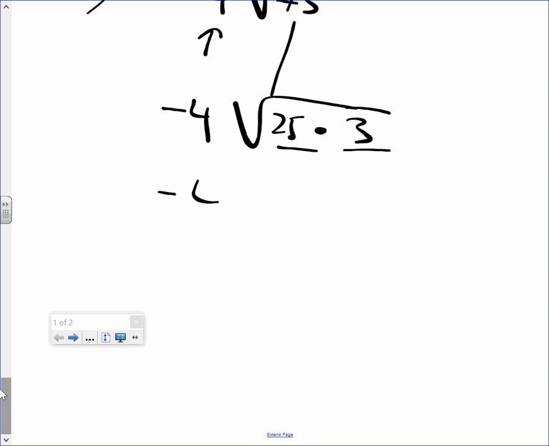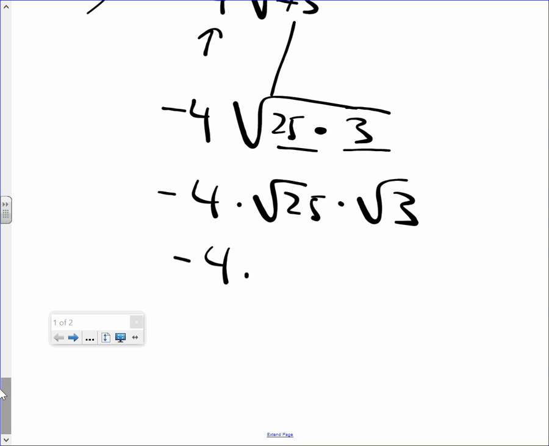All right, negative 4 times, I'm going to separate these: rad 25 times rad 3. Once I get the perfect squares, I separate them, and that's going to allow me to write it in simplified form. Negative 4 times 5, this becomes 5 times rad 3.